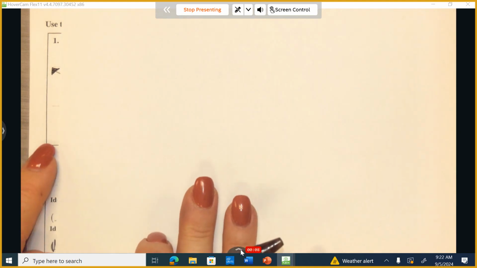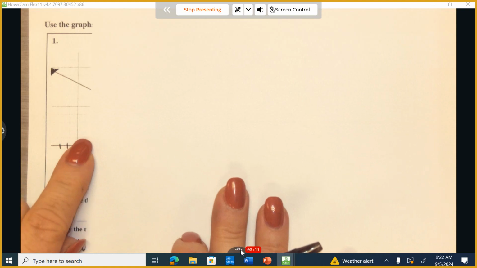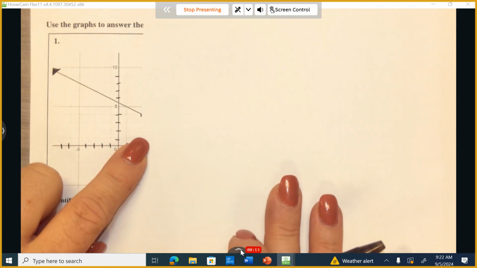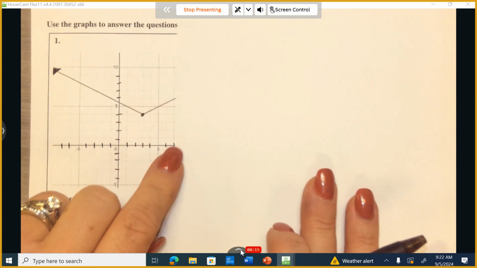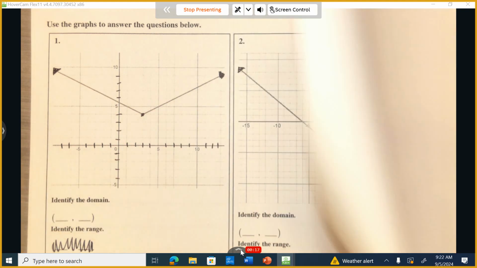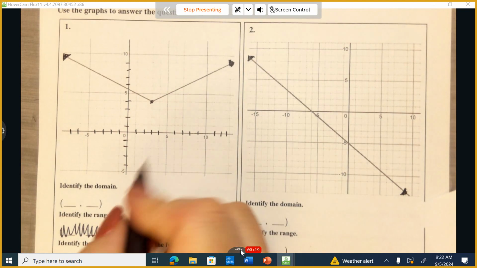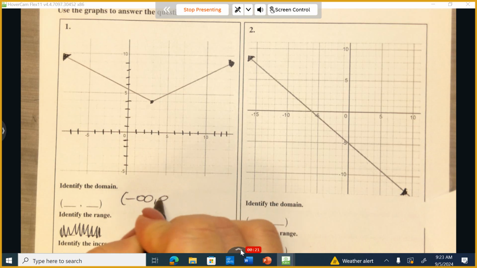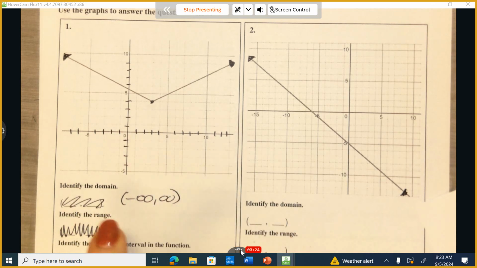As I go from left to right on the x-axis, I'm looking: do I continuously see some part of the graph? I do. As I look up, I continuously see some part of the graph. So when I identify the domain, and I'm going to write it over here, it's negative infinity to positive infinity. I just gave myself more space. Make sure the negative infinity goes first, the positive goes second, and you have parentheses both times.